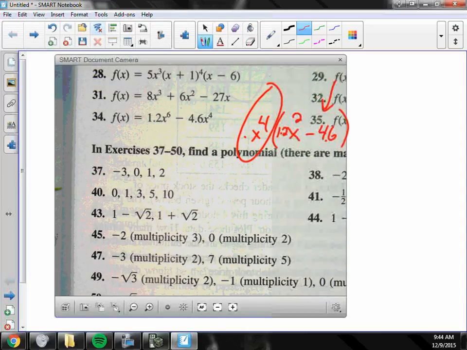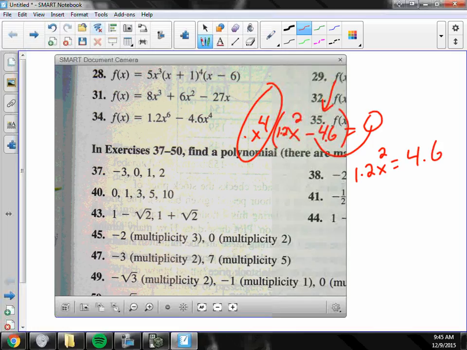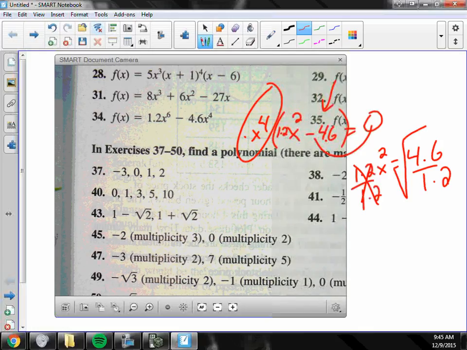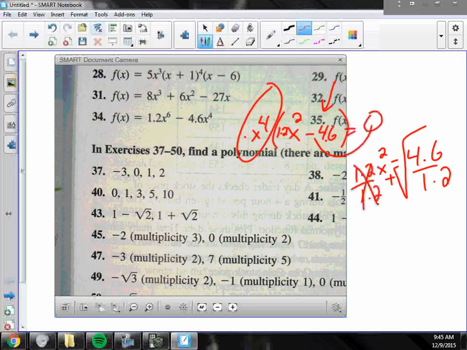Just set it equal to 0. So I'm going to add 4.6. 1.2 x squared equals 4.6. Divide by 1.2. Once I divide it, what's the next step? Square root. And don't forget, you have to have a plus or minus, because you square rooted an x squared.